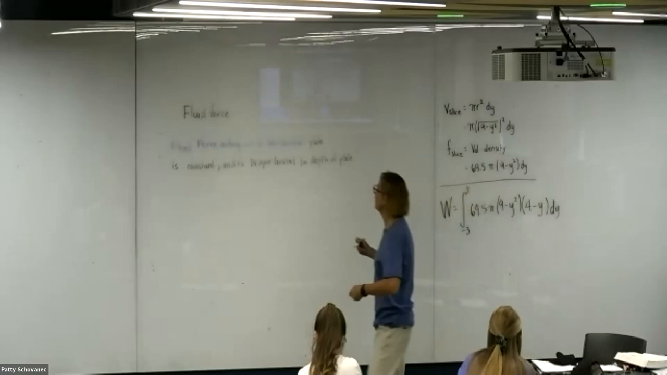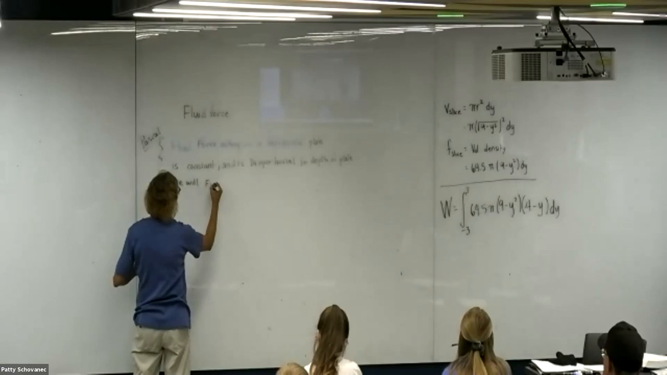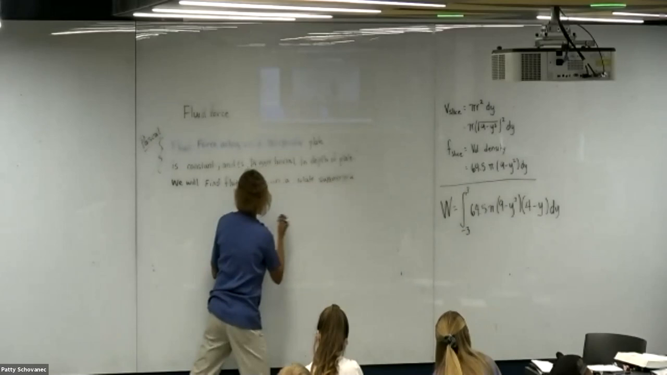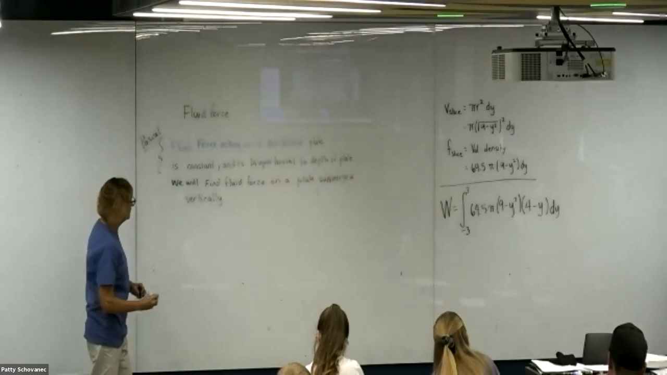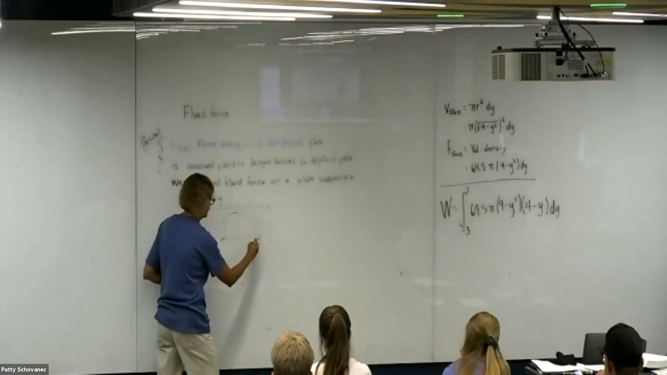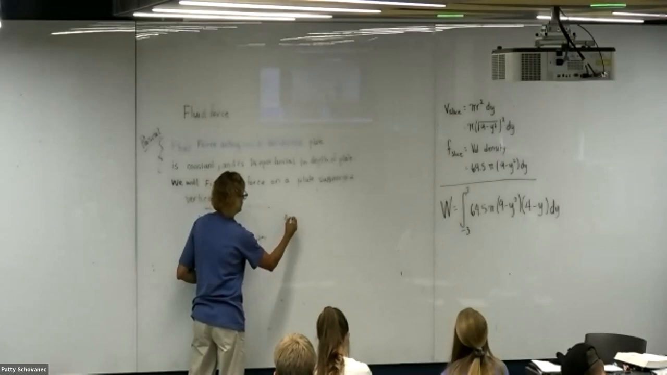So what was Pascal that said that? We will find the fluid force on a submerged vertical plate. And so we're going to have some sort of plate. We've got our liquid. We make a slice of the plate of a dy height, and the slice is going to have some sort of length as a function of y, probably, depending on where you put it. So the area of the slice is L of y times delta y.